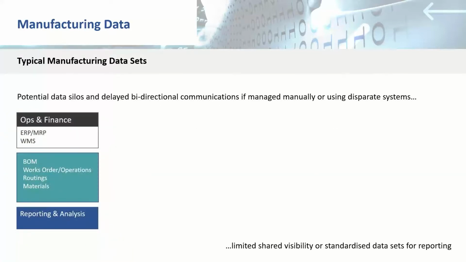So what I'm going to talk about briefly now is where we have some potential data silos and different elements of different pieces of data. If we start with operations and finance, you might use an accounting package, you might use ERP, MRP, you might use a warehouse management system. The data we're looking at here: bills of materials, works order operations, routings, material availability. That type of data. The reporting would predominantly, in that case, probably be financial.